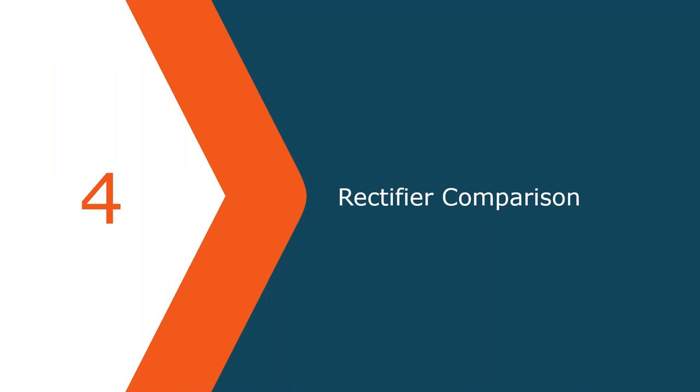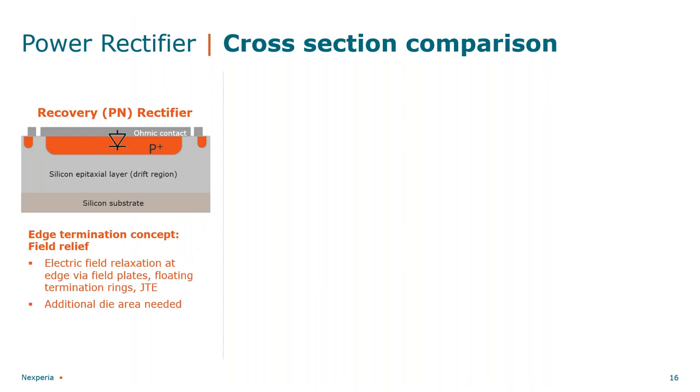Okay, so I will again take over and now let's have a more detailed look at different kinds of rectifiers. Before, we just looked at very theoretical PN junctions and metal-semiconductor junctions, but how does this get realized in the real world? So let's take a first look at the recovery rectifier. We already know that this is a PN diode.